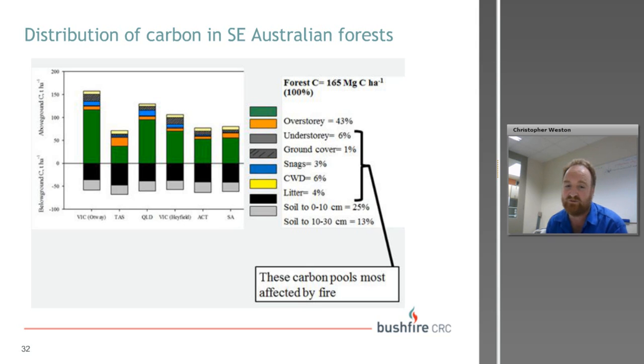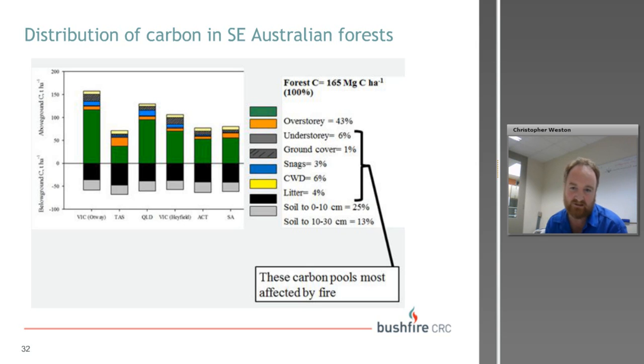Our aim really was to put numbers on the amount of carbon that is contained in the ground flora, so the ground layer, the litter and the coarse woody debris of the forest floor, as well as the near ground fuels that comprise the ground cover and the understory.